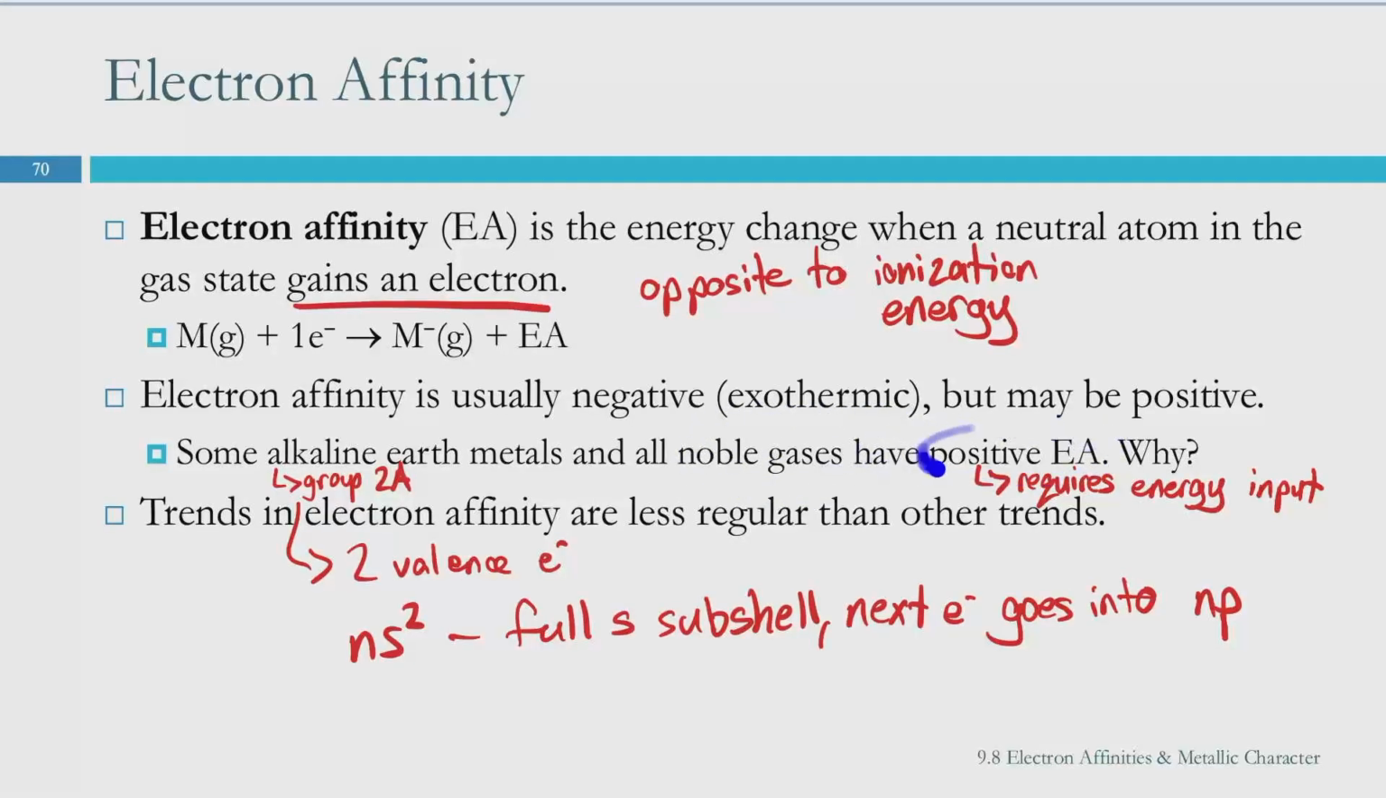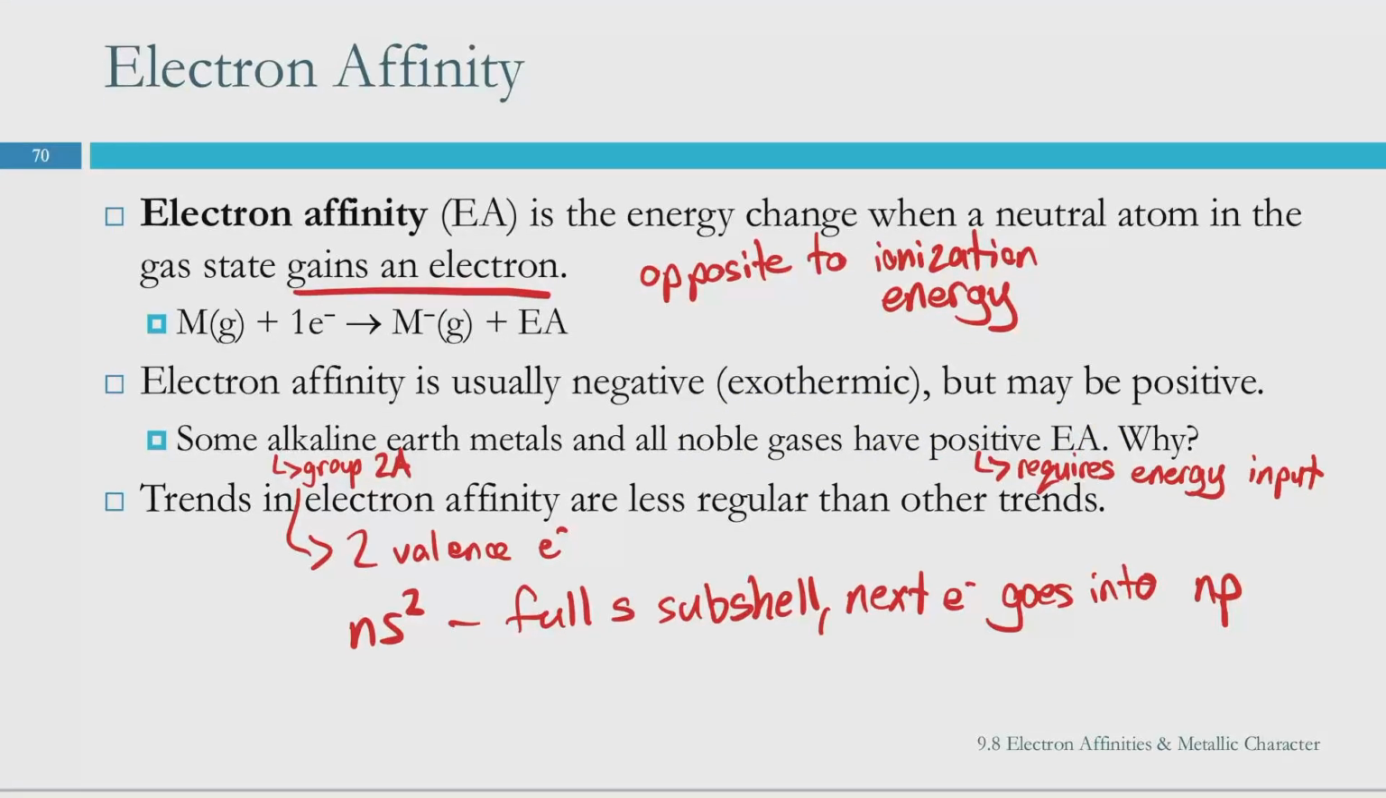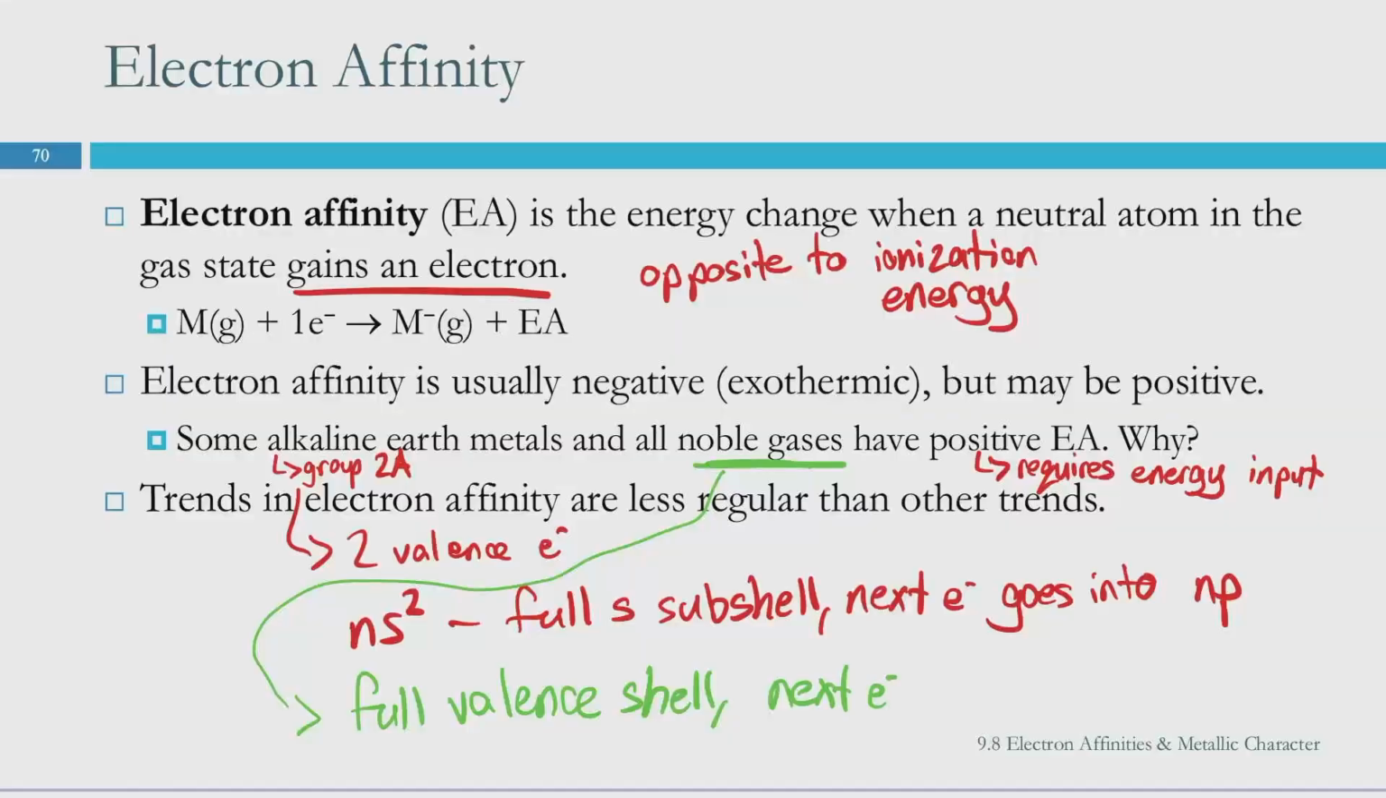Our noble gases are also going to have positive electron affinity. Our noble gases have a full valence shell. So our next electron goes into n+1 s. We're adding a brand new shell to make that brand new shell a brand new home for our electrons. We've got to put all the energy and resources in to build that.